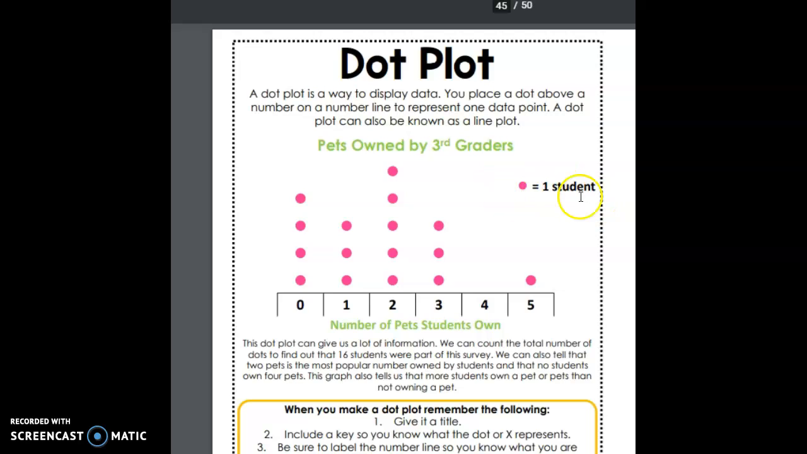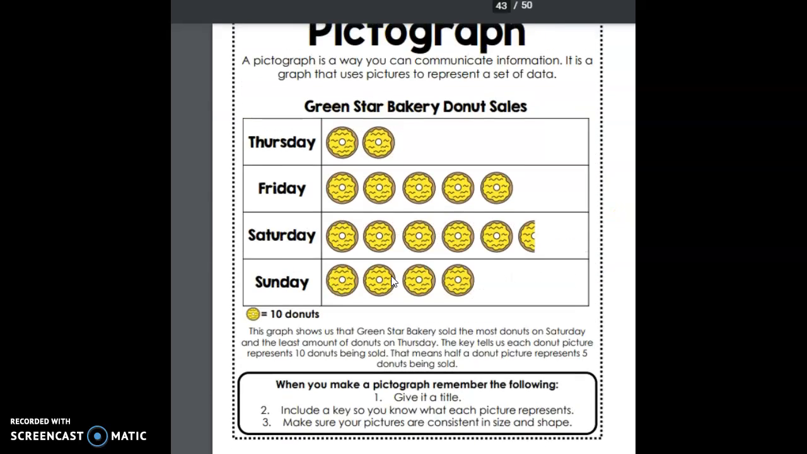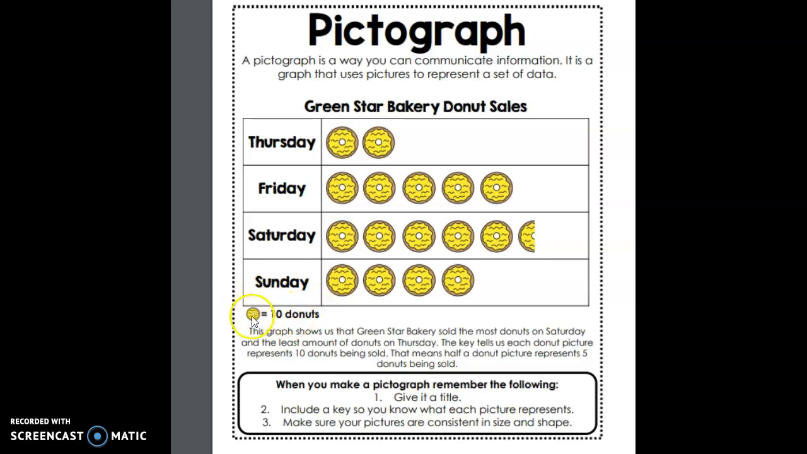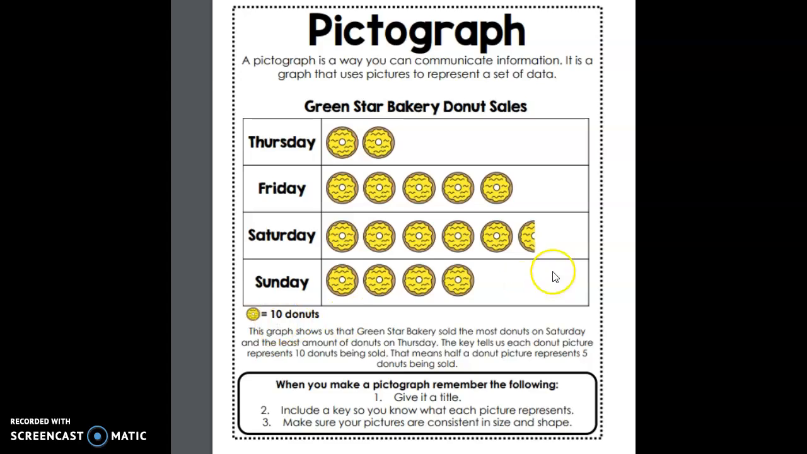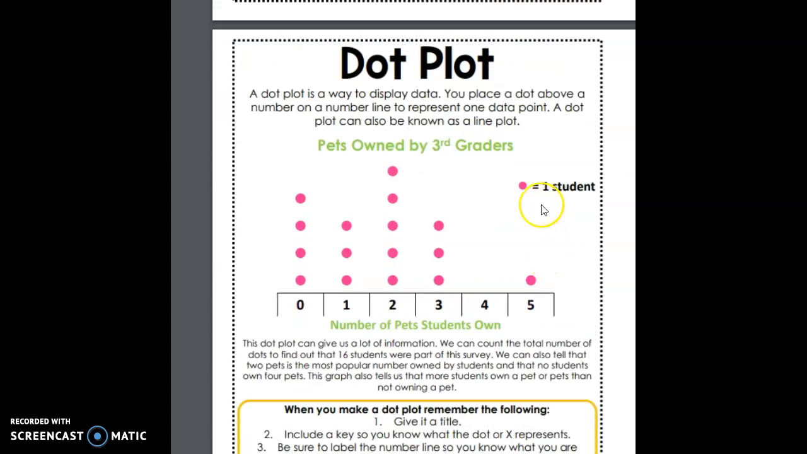This is also important to understand. Just like in our pictograph, where you have a key, your donuts is 10. Each donut represents 10 donuts sold. Here, one dot represents one student. That's really, really important to know and realize because sometimes your dots mean more than one, whatever is being represented. Okay, so this is 0 pets, 1 pet, 2 pets, 3 pets, 4 pets, 5 pets.